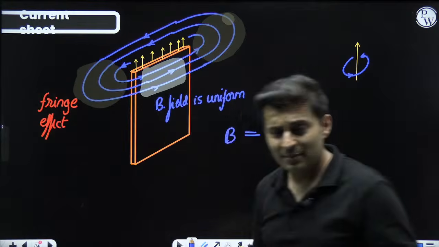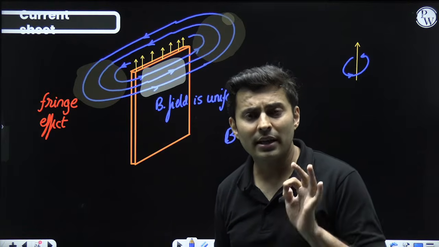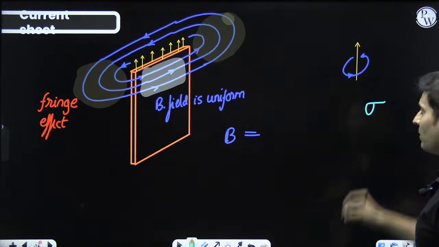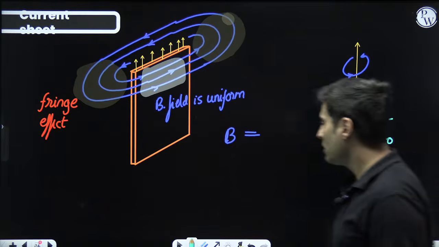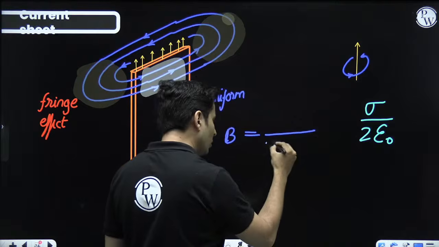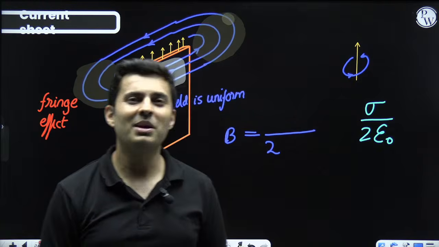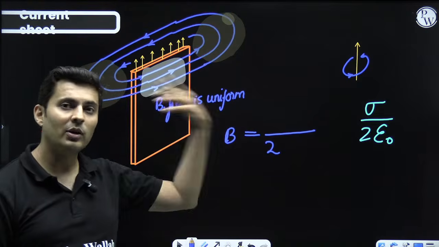Now, if you ask me what the formula is, I'll tell you it is very similar to what you got in electrostatics. For a charge sheet, what did you get? Sigma by 2 epsilon naught. So I have a feeling we'll get a very similar formula. That 2 will be there, but instead of permittivity, what will we get? Permeability. But permittivity is below, so permeability will be on the top.